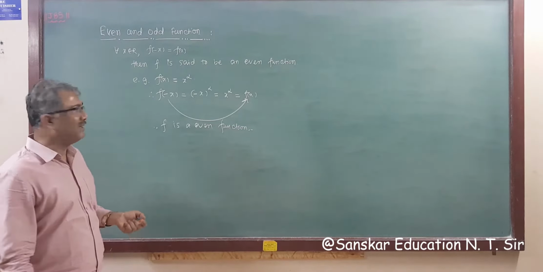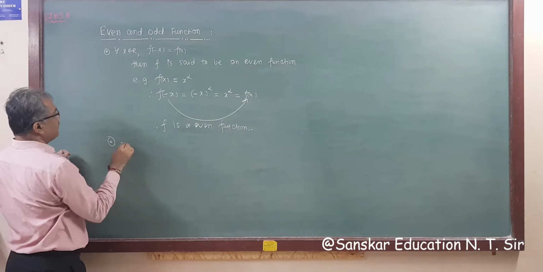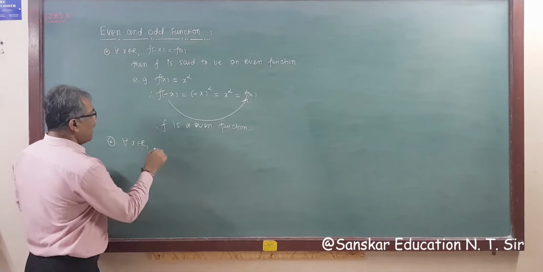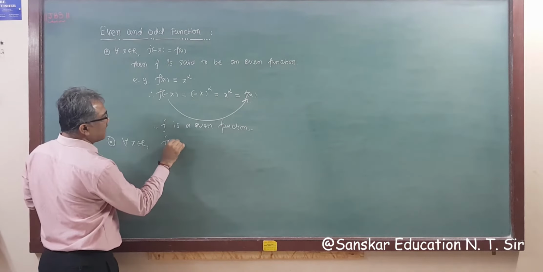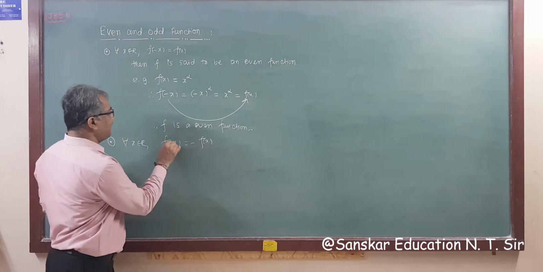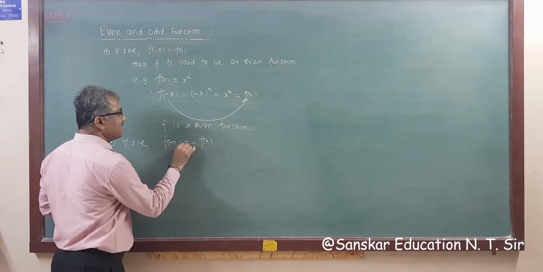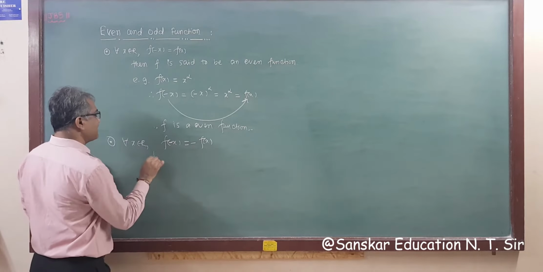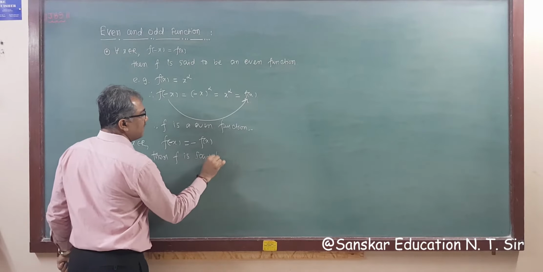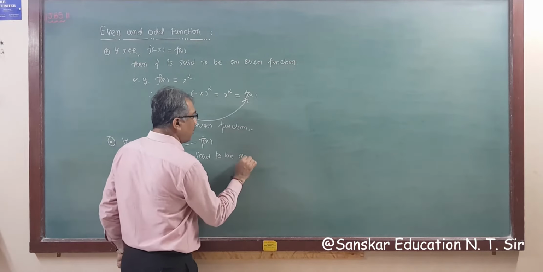Now similarly for odd function, this is for even function. Now for odd function, the definition is for all x belongs to R, f of minus x is equal to minus fx. If we take minus x, the answer is minus f of x, right? Then f is said to be an odd function.